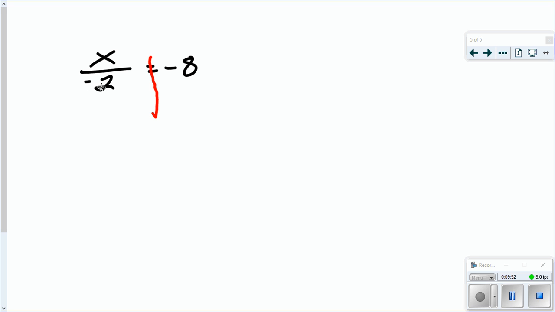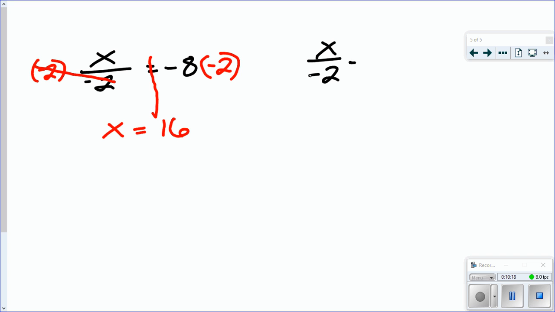So I see x divided by -2. So that means I'm going to multiply both sides by -2. So these will cancel each other out. Gets the x by itself. And then negative 8 times negative 2 is positive 16. And so again, check this. x over negative 2 equals negative 8. So I plug in 16 for x, and then 16 divided by negative 2. If I put that in the calculator, you get negative 8. So you know you got the right answer.